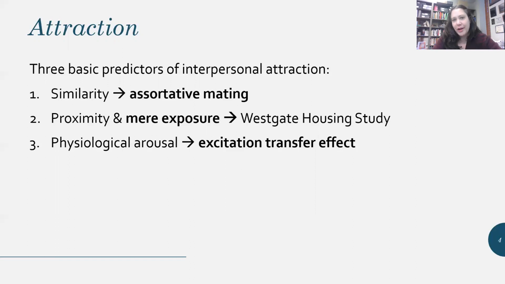The excitation transfer effect is a really interesting hypothesis that maybe if my body were physiologically aroused for a different reason, not actual attraction, but because of something else going on in my environment, I might transfer that excitation to the perception that I'm attracted to you. So I might misinterpret my physiological arousal as attraction. Let me talk about a famous study that tested this idea, and hopefully it'll help you understand it.